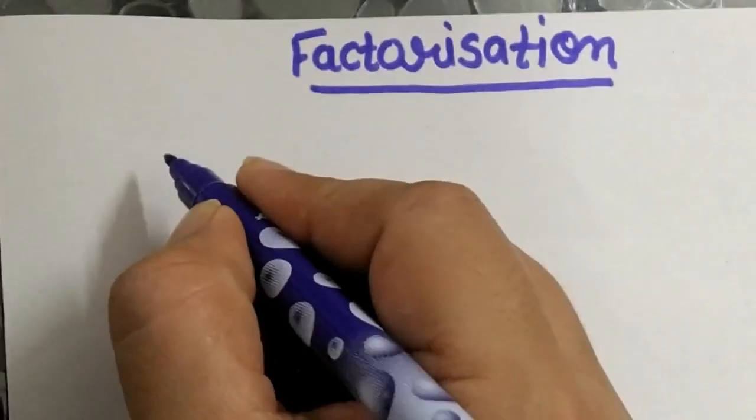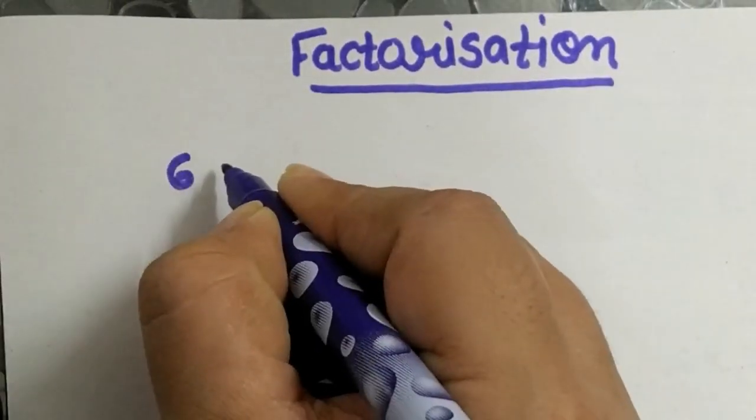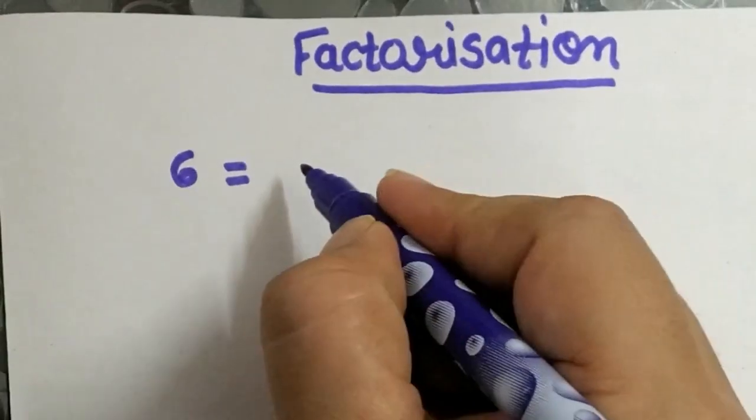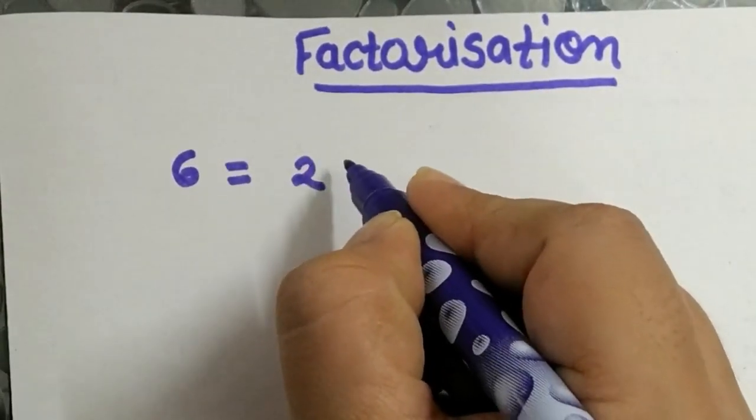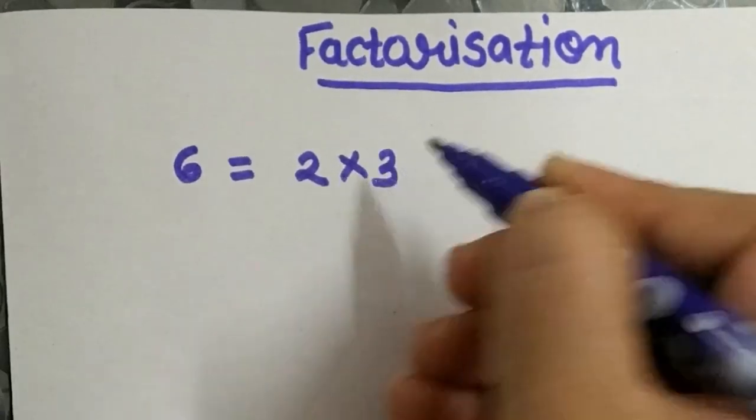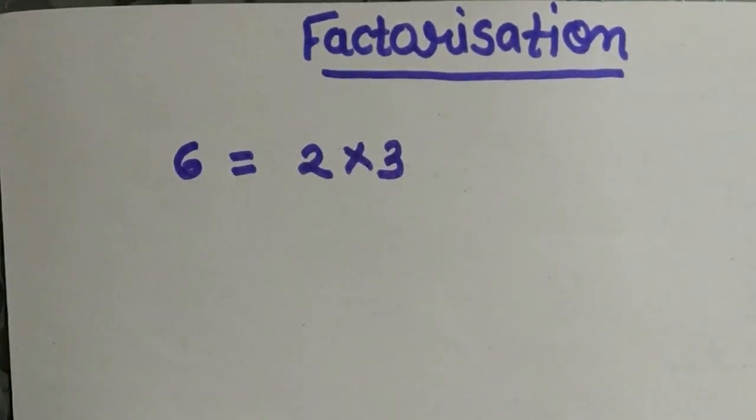Suppose I am writing here 6 and I have to find out the factors of 6. So we can say that 2 and 3 are factors of 6. 2 3s are 6, so 2 and 3 are factors of 6.